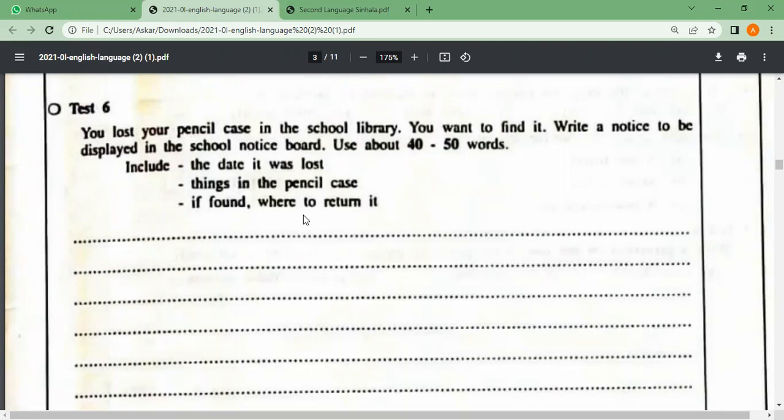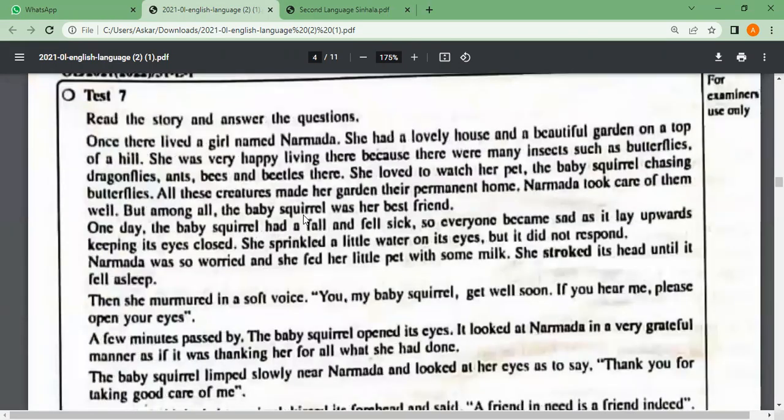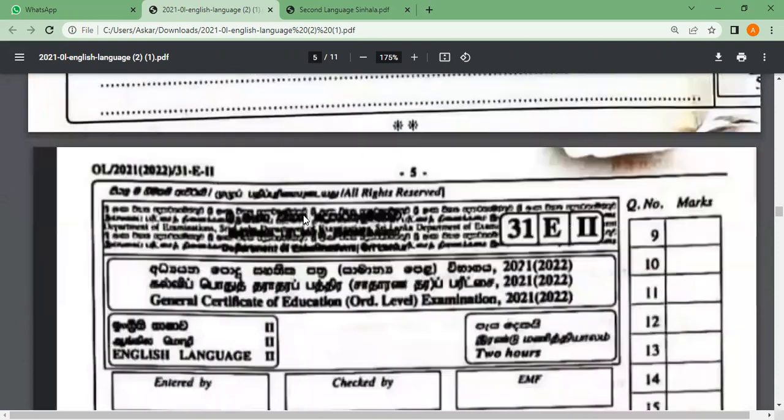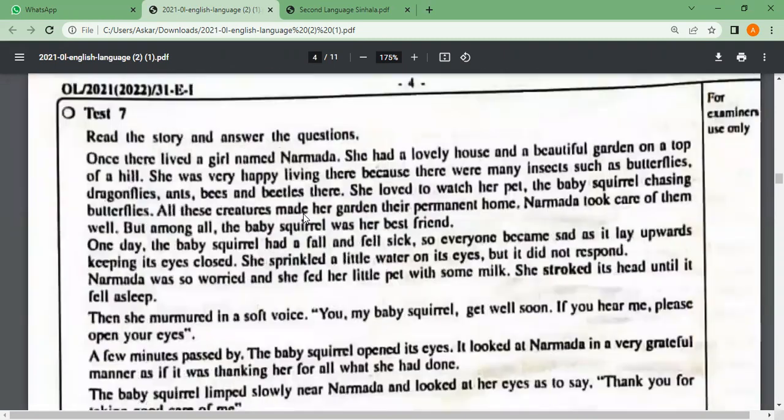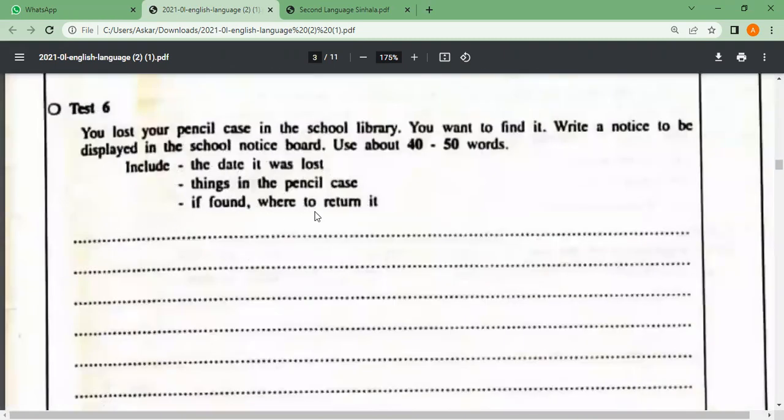So test 6, test 7, test 8, finish these three. So first of all, the rule of notice. What is the rule of the notice? You should write NOTICE. That's the rule.